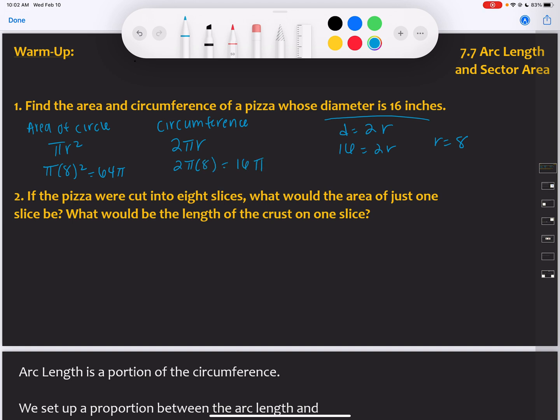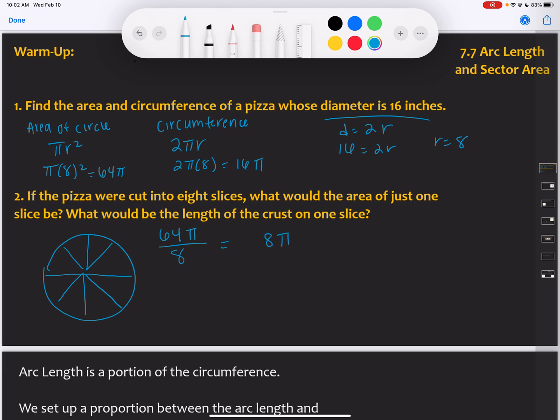Okay, so just kind of a quick refresher on circumference and area. All right, and if your pizza were cut into 8 slices, what would the area of just one of the slices be? So if you have a pizza and you cut it into 8 equal pieces, okay, if you know the entire area of your pizza is 64 pi, and there's 8 equal pieces, then you can divide the total area by 8, and that's going to give you the area of just one of your pieces. So that's 8 pi.